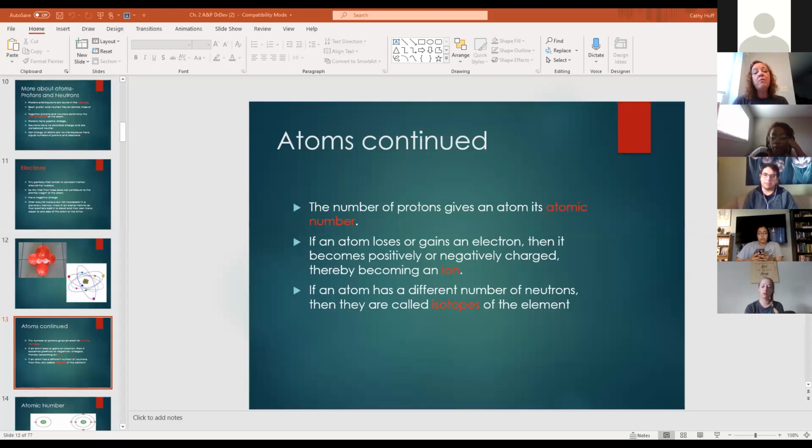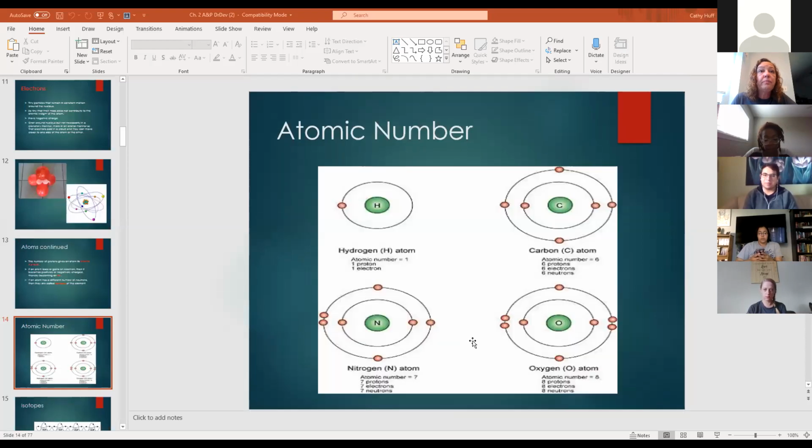Now, if I have an atom with a different number of neutrons, because neutrons and protons are found in the nucleus, they should be found in the same number. But if we have a different number of those, then those are referred to as isotopes. I know these are a lot of weird words, but right now we're just talking about the definitions. That's the depth we're going to go, just defining the terms.